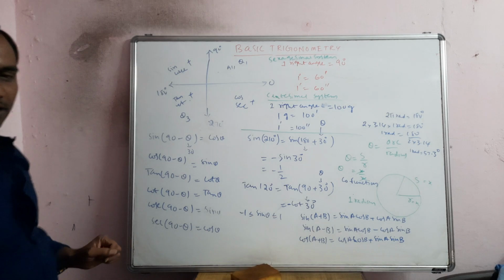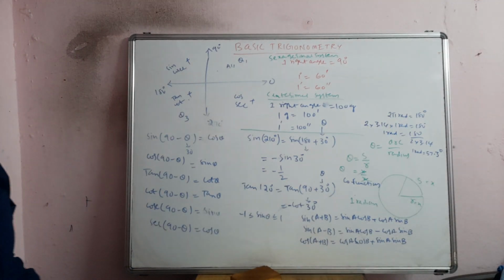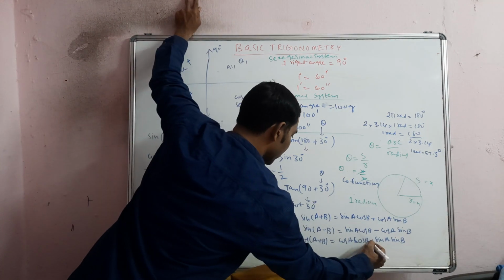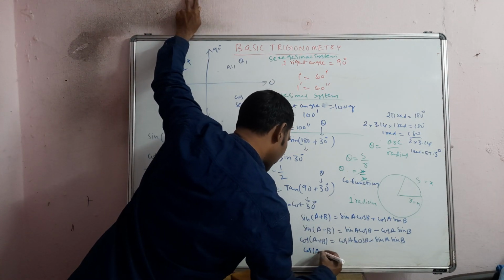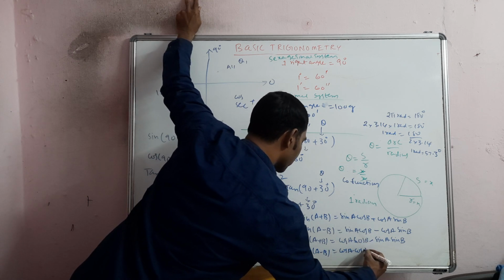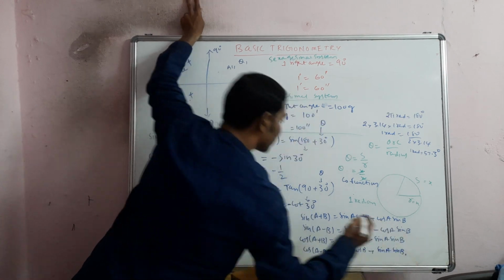For cos, generally cos will change to sin as far as I remember, and whenever you have plus you will have minus, and whenever you have minus in cos, in the middle you will get plus. So cos A cos B plus sin A sin B. In that way. So this is about basic trigonometry.